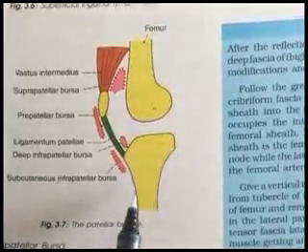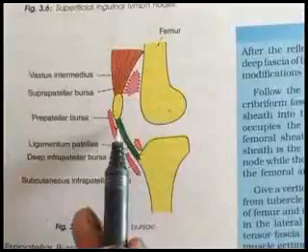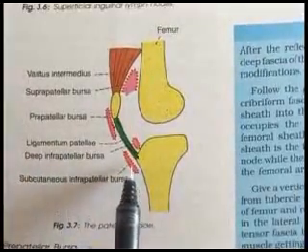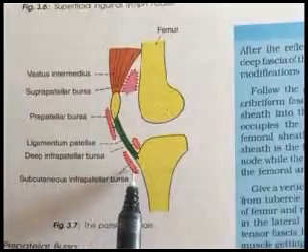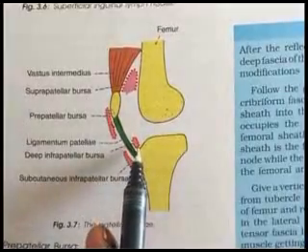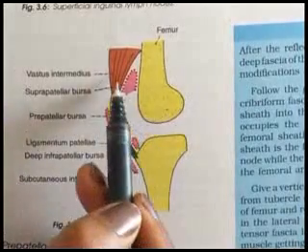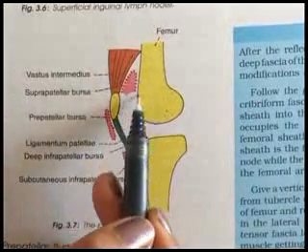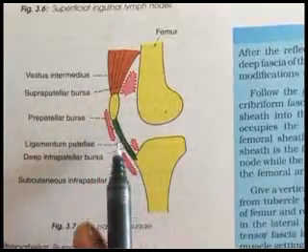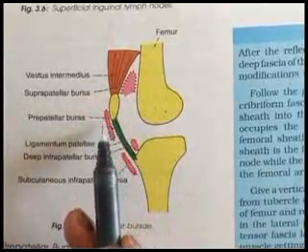This figure shows the ligamentum patellae and the tendons and the bursae related to it. In the lower part is the subcutaneous infrapatellar bursa. Deep to it is the deep infrapatellar bursa. In the upper part, deep to the vastus intermedius, is the suprapatellar bursa, and in front of the patella is the prepatellar bursa.